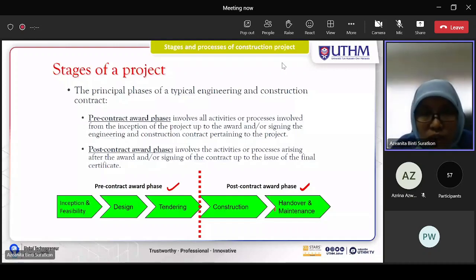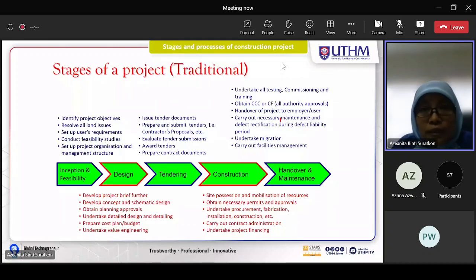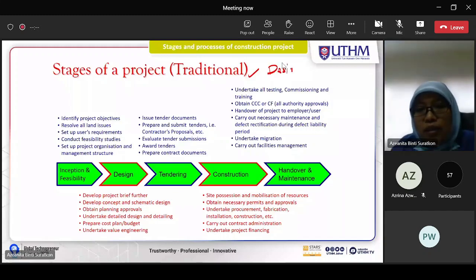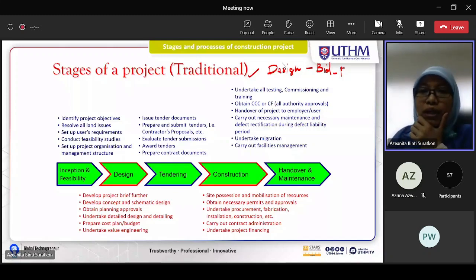Right. So let's have a look at the details of the phases. So this is for traditional project. Traditional means this is the sequence. We start with the design. And then the bid. And then build. So this is what we call DBB lah. So this is the normal stage.